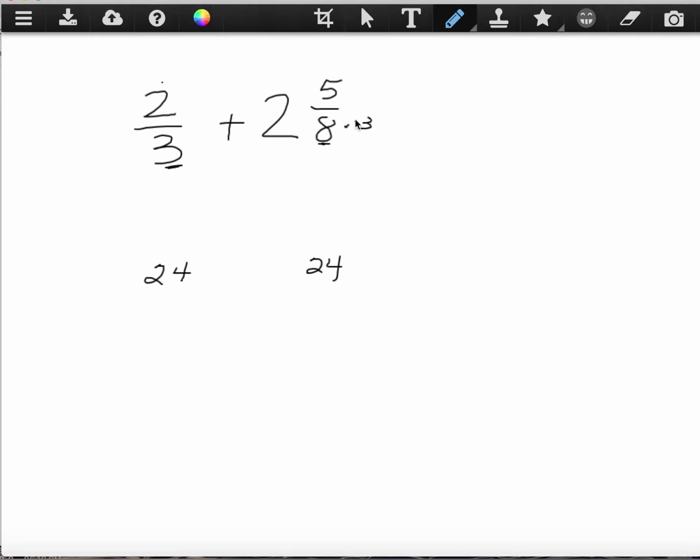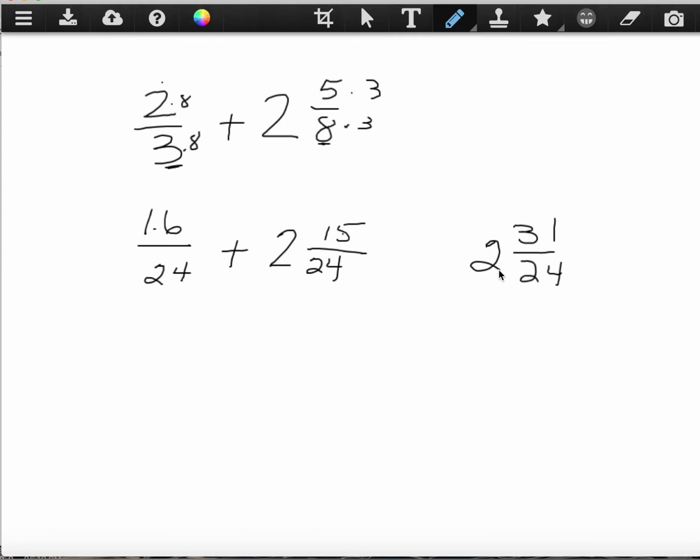See what you have to multiply to get to 24. Do the same thing to your numerator. Keep your whole number. Get your new fractions, then go ahead and add your numerators. Now this is important. 2 plus 0 is 2, right?